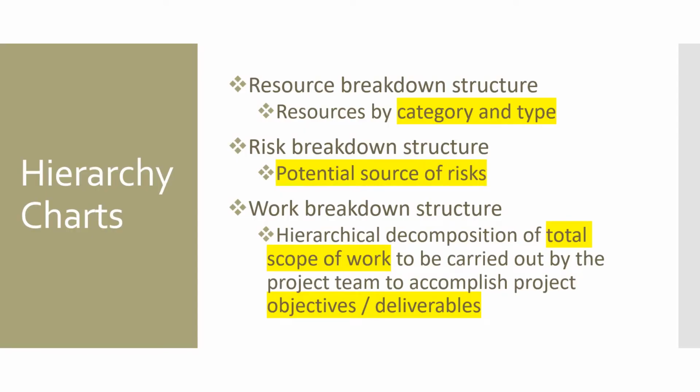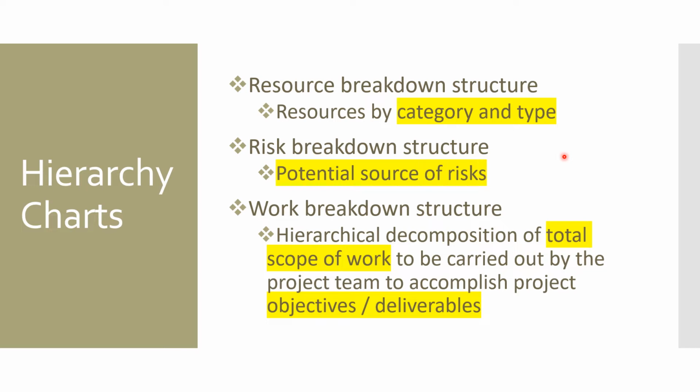The third hierarchy chart is the resource breakdown structure. It talks about resources by category and type. What are the different resources, like development, design, and inside the design, the high level design and low level design. So this is who is going to do that. Something that talks about the competency and skill set of different teams. Of course, it might talk about the resource name as well, possibly. The fourth one is the risk breakdown structure. It is a hierarchical chart that talks about the potential sources of risk.